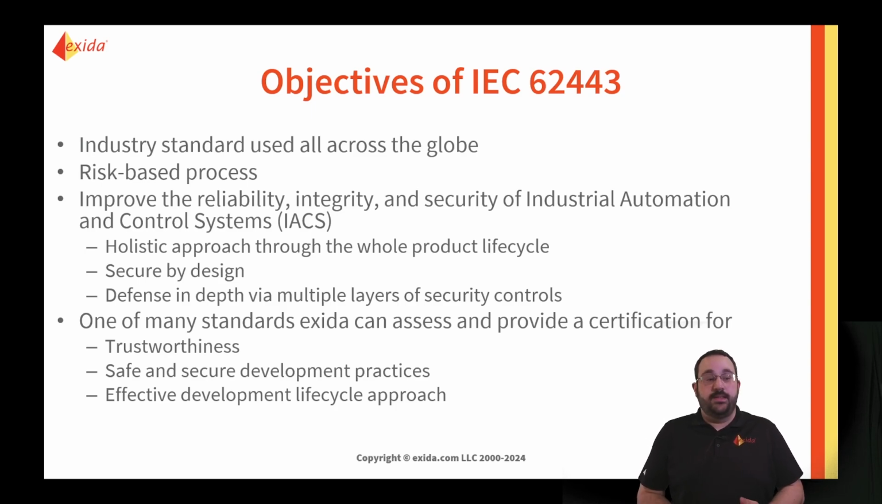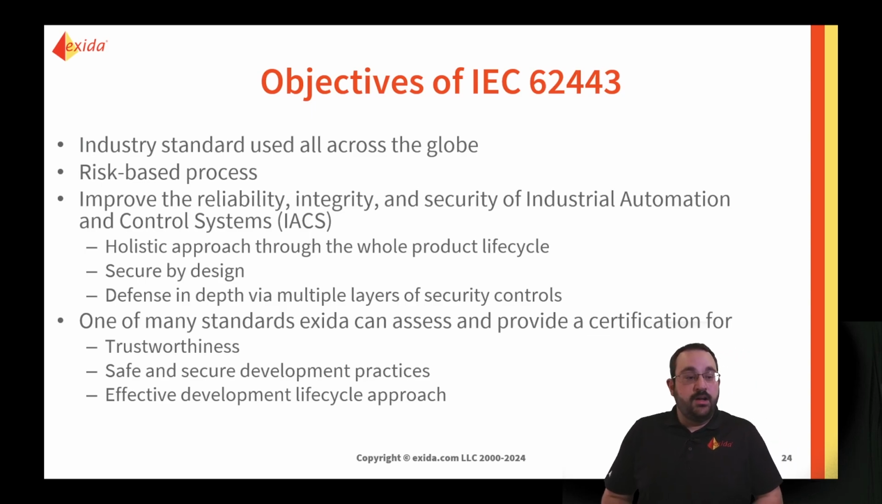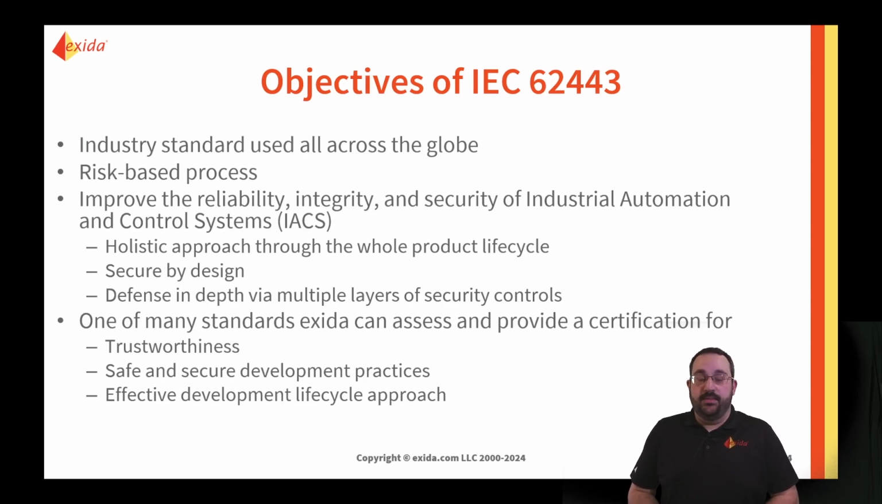So when we talk about objectives of 62443, we see that it is a global standard. It is an industry standard used across the globe, primarily for automation systems. It's a risk-based process that improves the reliability and integrity of the IEC systems. It provides a holistic approach through the whole product lifecycle, along with secure by design and defense in depth. It is considered one of many standards that exida ourselves are very familiar with, that we can provide certification for, which ensures that our customers can have trustworthiness, safe and secure practices, and effective development lifecycle approaches.